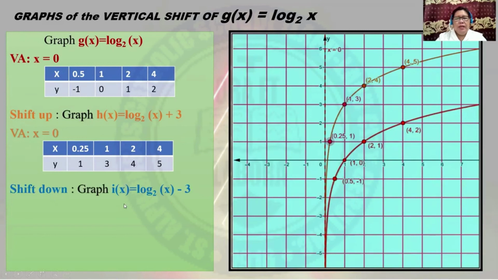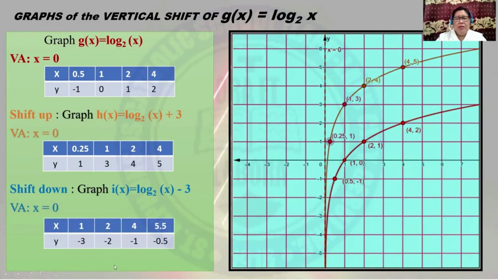And for the shift down, represented by i of x, which is the log of x base 2 minus 3, the vertical asymptote is still the same, and we can use this table of values. Then plotting the points in the Cartesian plane, we can have this point, this one, and the last point, and then connect with a curved line.